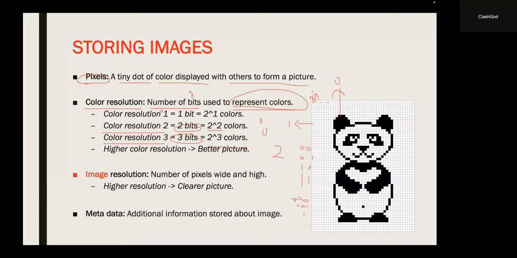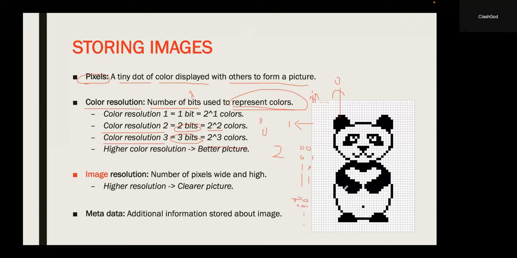It is the number of bits, or the number of binary digits used to represent the colors, the amount of colors in the image. Because we know that the more colors we can represent in a photo, the better the photo, the more real the photo can be, right? If we only have black and white, like those old pictures from the 1900s, they only use 2 colors. So essentially, they only have a color resolution of 1.